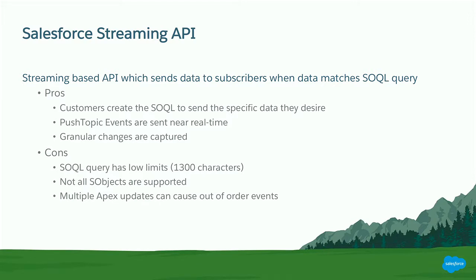What you do is you define a SOQL query. You say, anytime a record matches this query, send me the specific fields about that data. So maybe my query is select ID, name, phone number from account where account name equals Acme. Then anytime a record equals Acme, it will send me those three fields: ID, name, and phone.